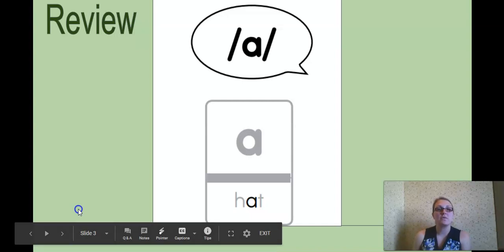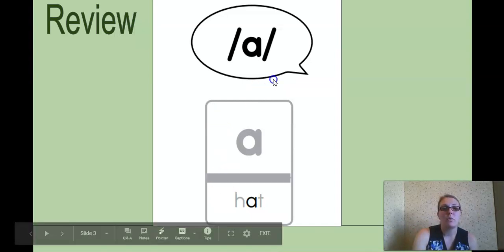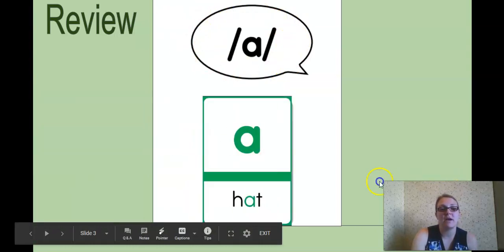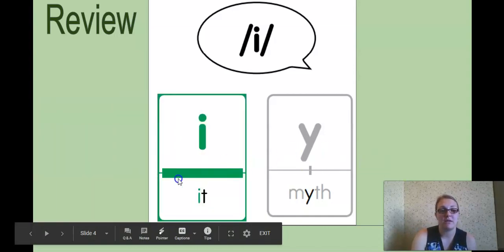First, let's review our vowel sounds from Lesson 1. When we hear the sound a, we know it will always be spelled with the single letter A, like in hat. When we hear the vowel sound I, we know that most of the time, based on a really long power bar, it will be spelled with the vowel I, as in it.